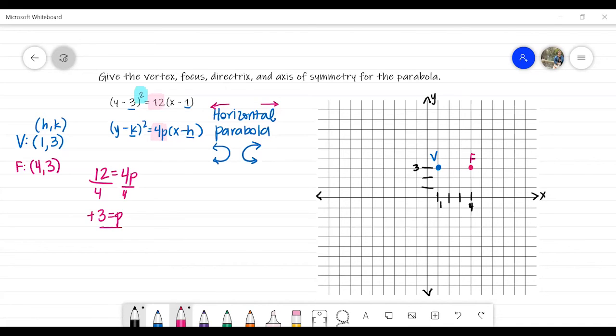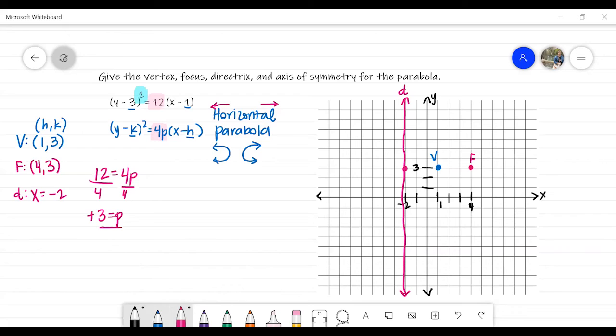That means we need to go the other direction to get to our directrix. So that's 1, 2, 3 in this direction, which lands us right here, which is (-2, 3). And remember, the directrix is a line, so I'm going to fill this in as a hopefully straight line. I do encourage all of you to use a straight edge if you can, but this is your directrix. So we can fill that in as well. This is a vertical directrix, so it's x equals, and that is -2.